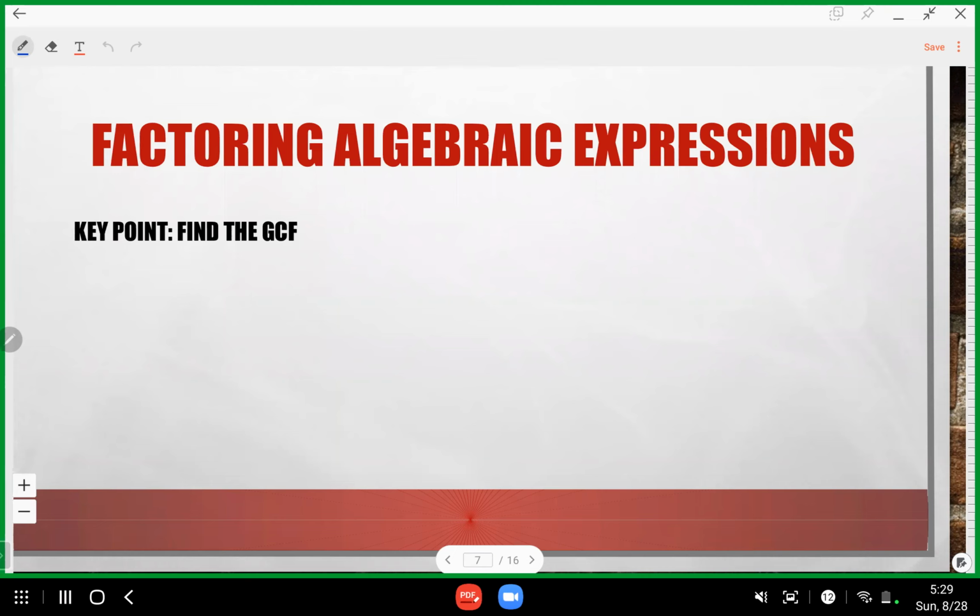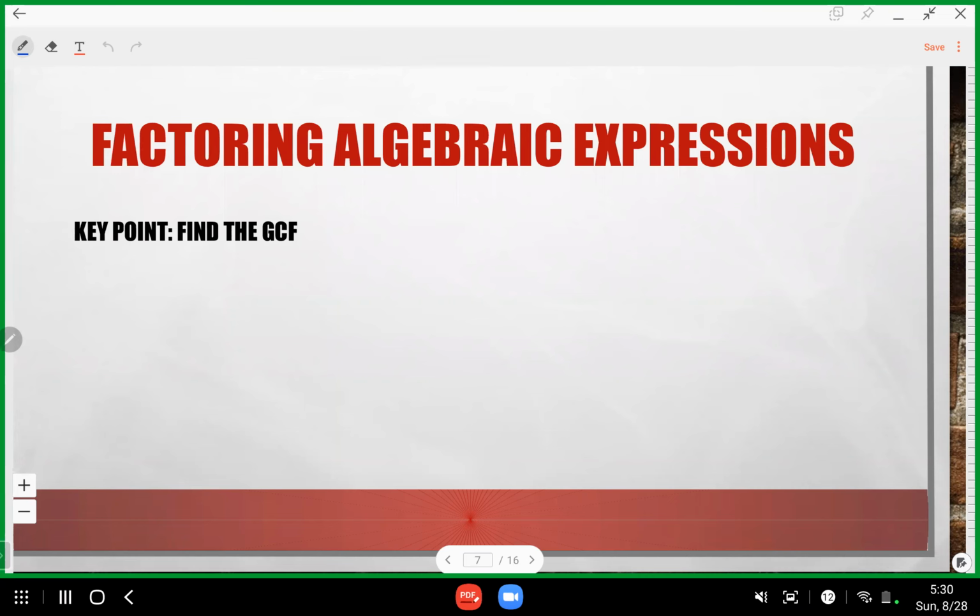So the big idea when you're factoring algebraic expressions is that you have to factor completely, right? If you're not factoring completely, it's still not simplified. So you have to find the greatest common factor, and that's the key point of factoring algebraic expressions. Essentially, it's the same as factoring all of these integers. We're also similarly finding common factors. So what does it mean to have common factors?